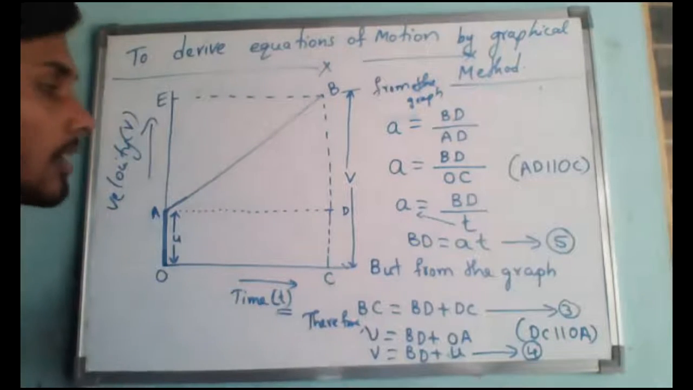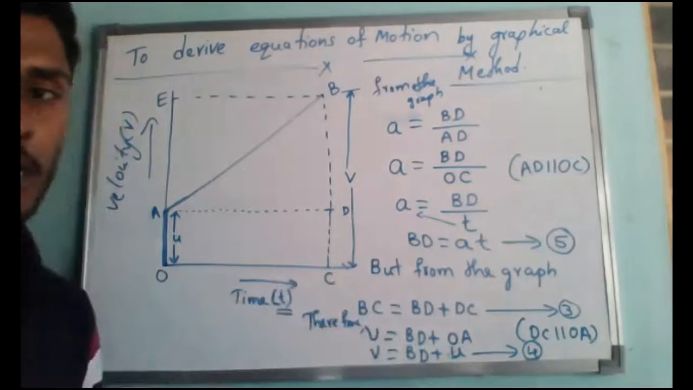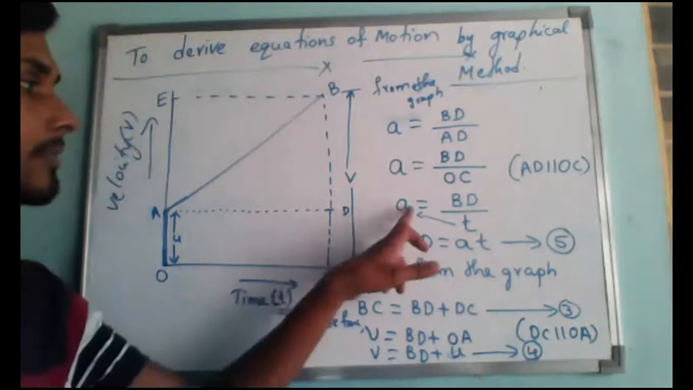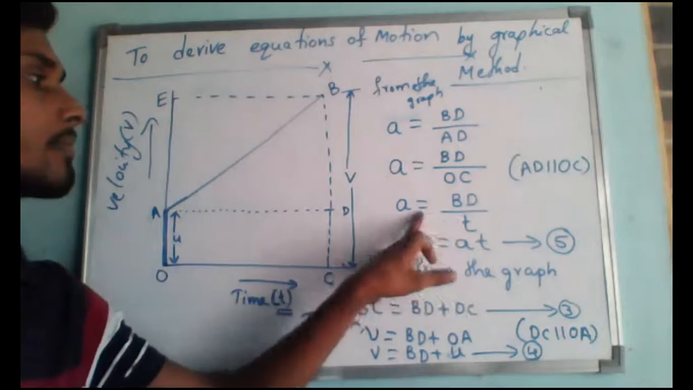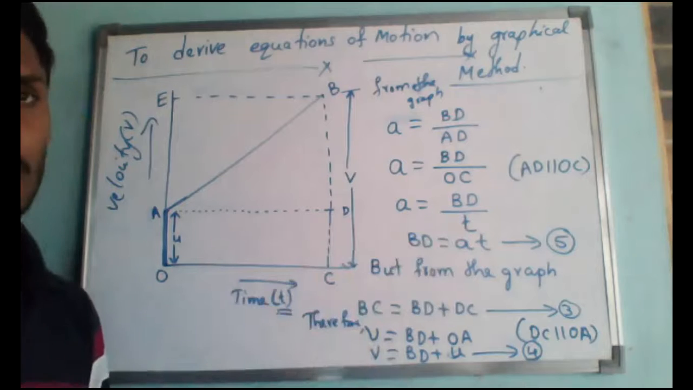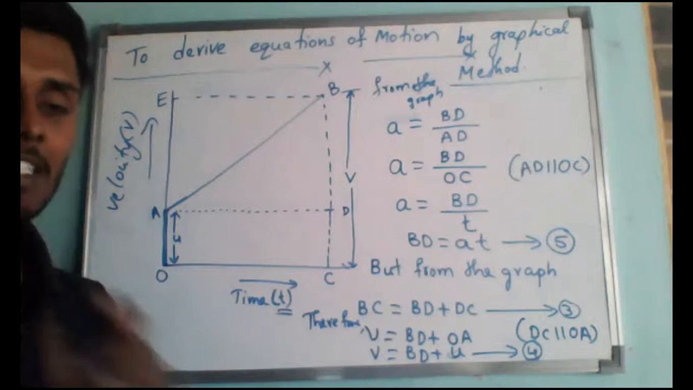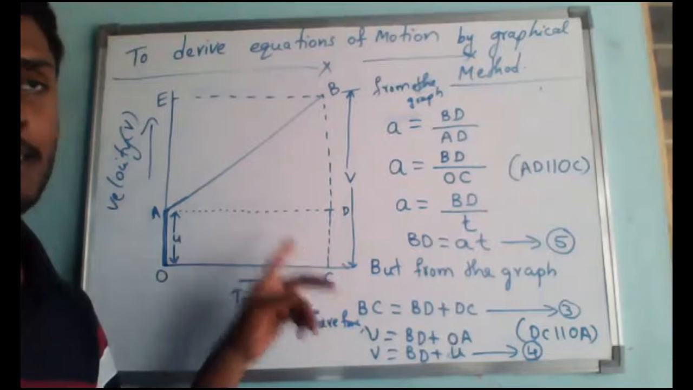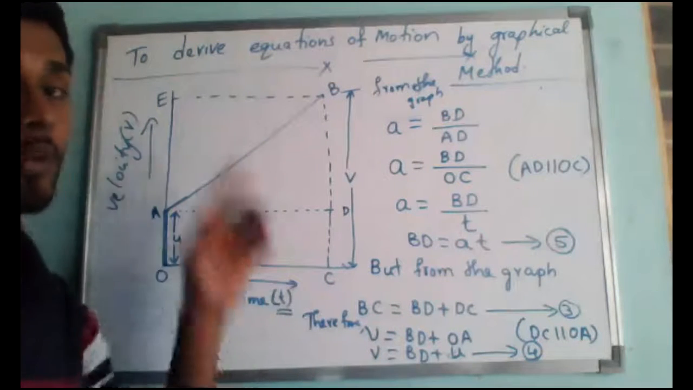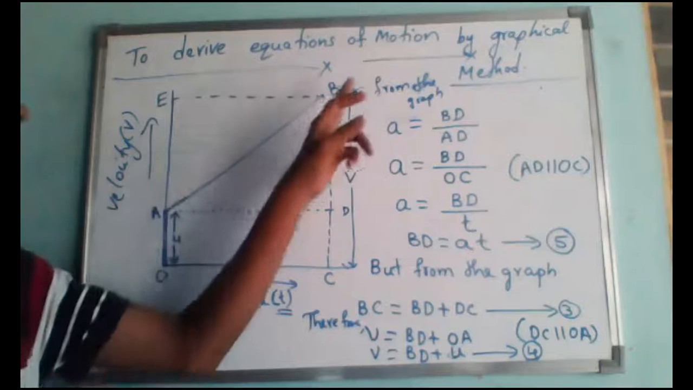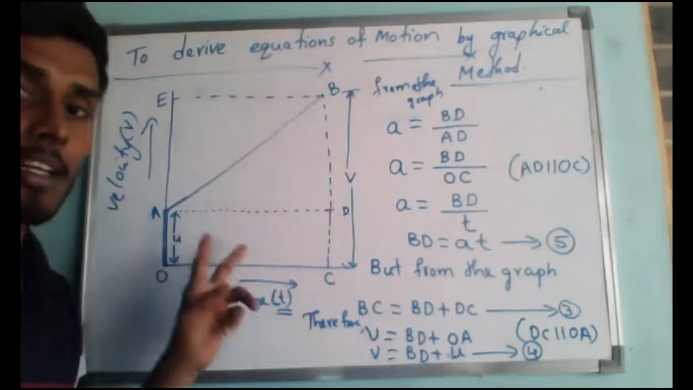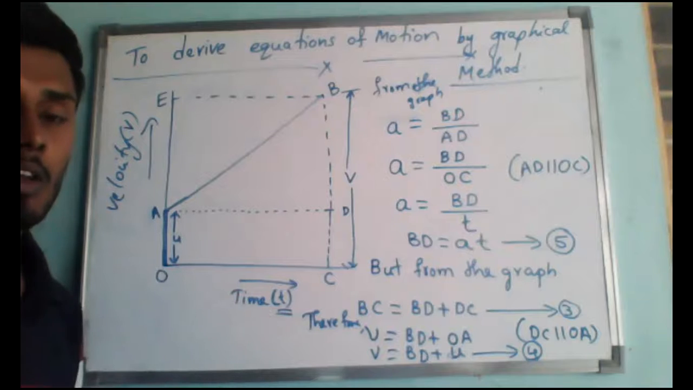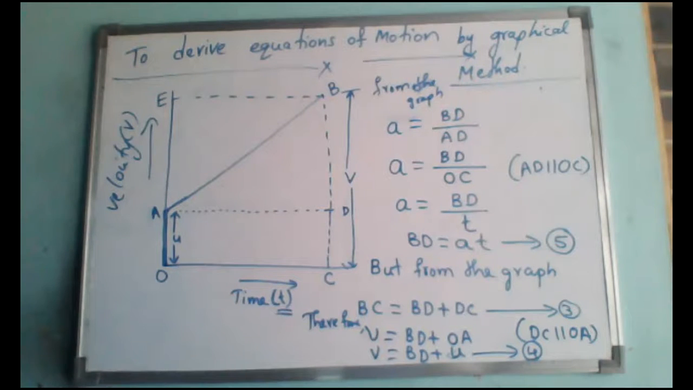Till here you solve it. BD is equal to at. Any doubt, anybody, you ask me. Clear? Yes or no? Is it easy or difficult? Very easy, correct. That is why I taught you the graphical representation of motion. The slope of this will give you acceleration, and the area of this will give you the distance. Understand? Yes, sir.